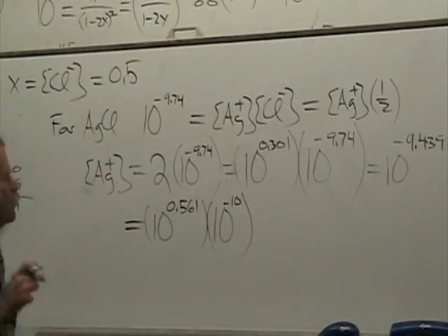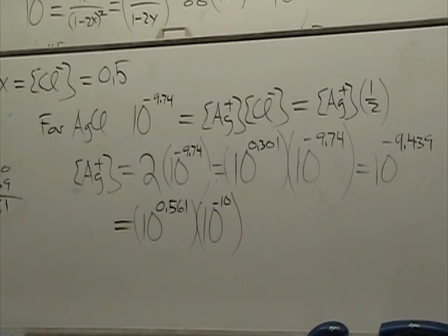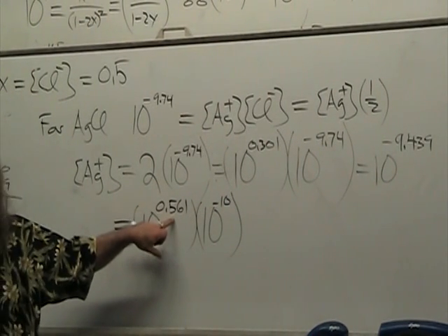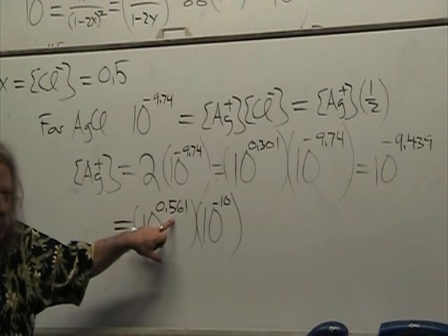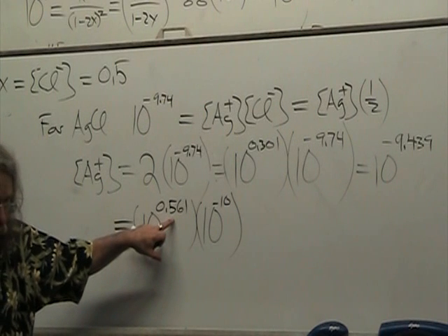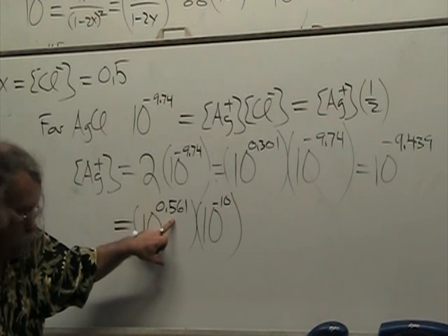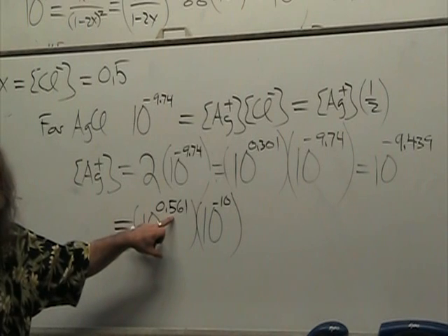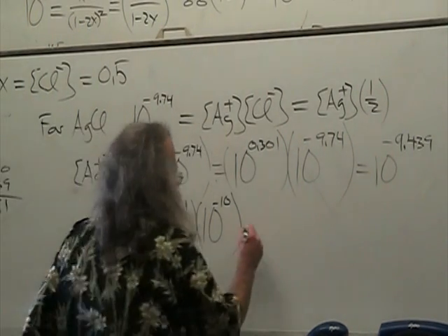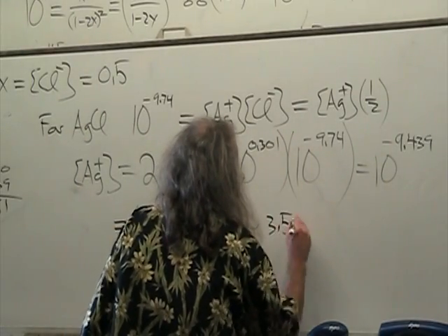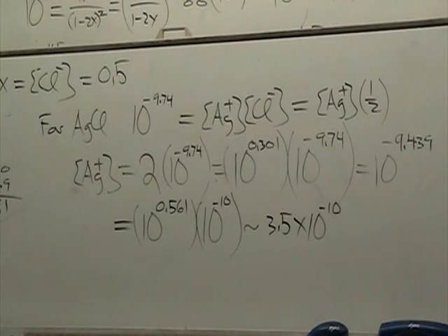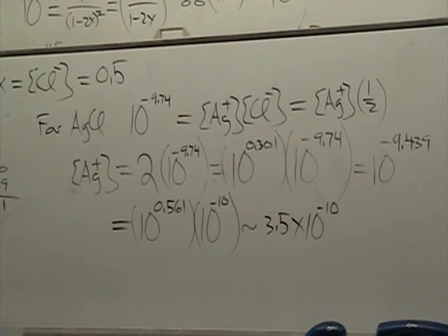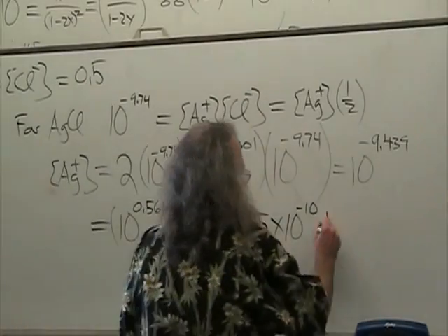And now I've got pretty much a ballpark of it, because 0.477 is 3, and 4 is going to be 0.602. So this is between 3 and 4. Okay, so that's going to be around 3.5 times 10 to the minus 10. Isn't that nice? That's the solubility. Molar or no molar? Molar.